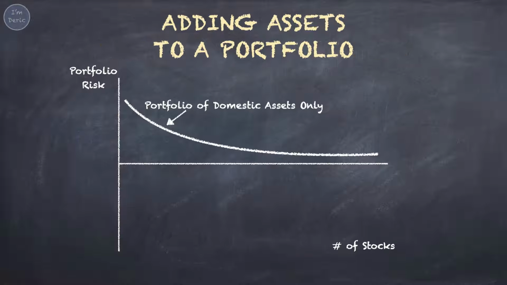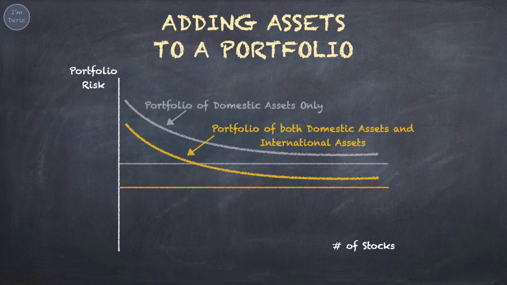If you hold a portfolio of domestic assets only, your risk is still higher. But if you can form a portfolio of both domestic and international assets, your risk will become lower. Because assets or investments from different countries may not move together. When they don't move together, risk will be reduced.